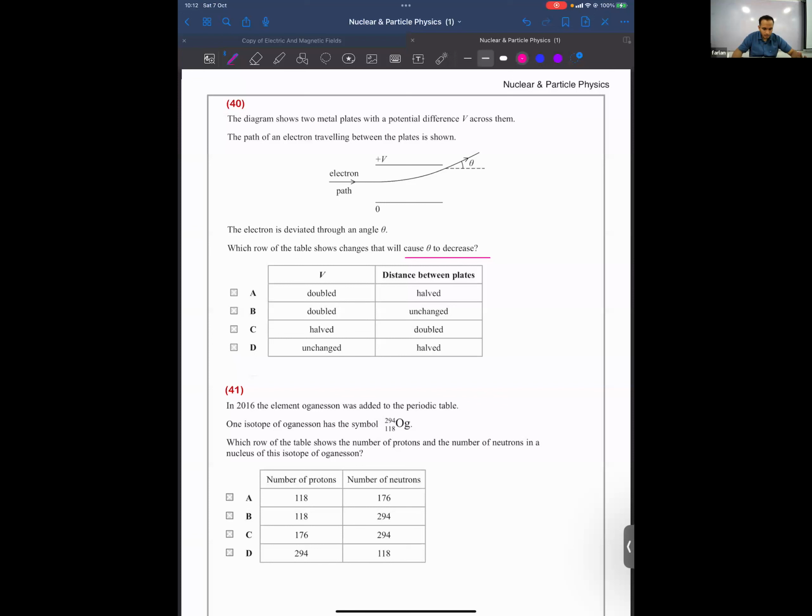Which row of the table shows changes that will cause theta to decrease? That means the deflection to decrease. Is it C? The path will be something like this. Let's see.